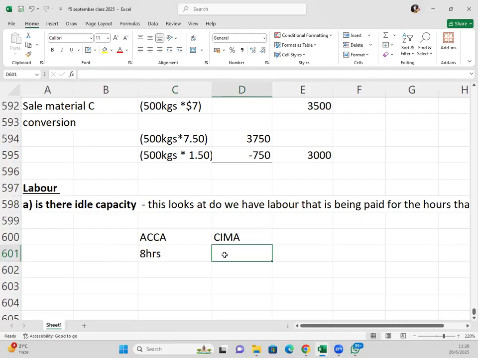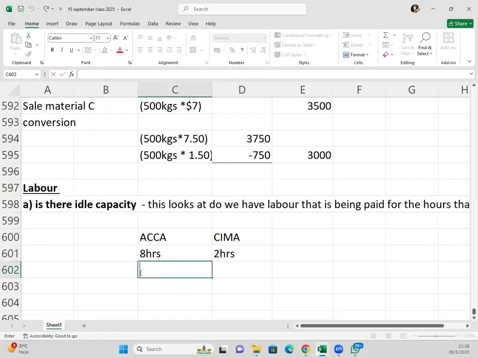And now we want to introduce CIMA. For CIMA, we are going to be using 2 hours per day. The 8 hours per day for ACCA, let's assume these lecturers were charging a cost of $10 per hour. Now we introduce CIMA and the rate per hour is still $10 per hour.